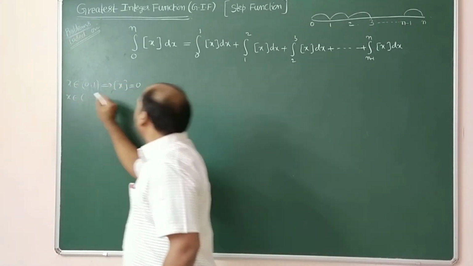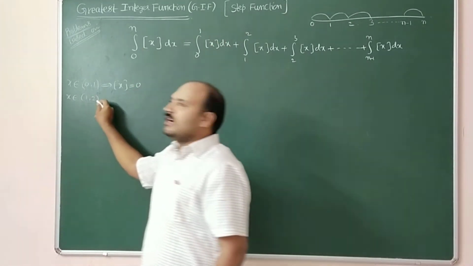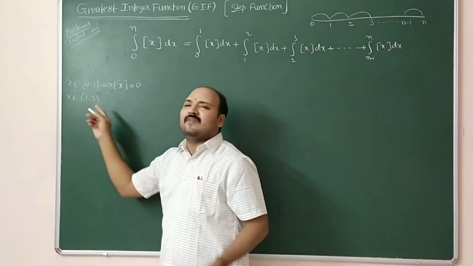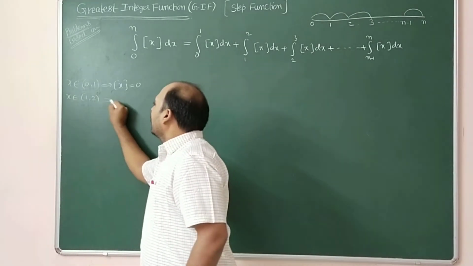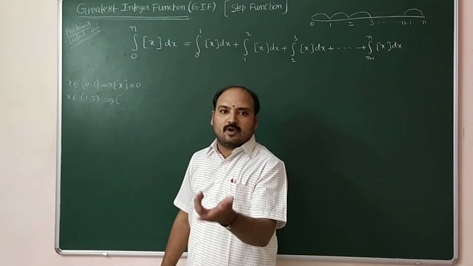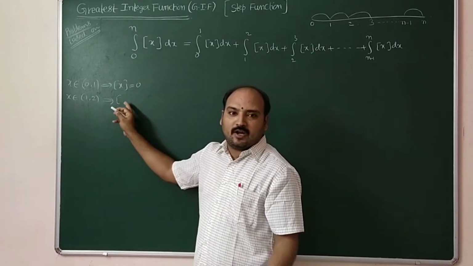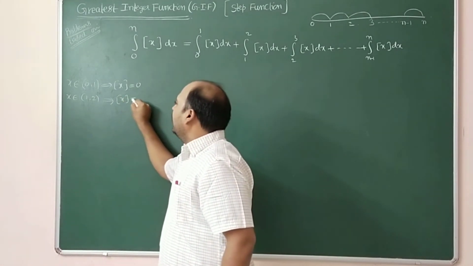Similarly, x belongs to the 1 to 2 interval. Whether it is a closed interval or open interval, nothing will happen. In between, the values you can take. So x belongs to 1 to 2, any value of x between 1 and 2. So 1.3, 1.2 you can take. Step of 1.2, I already explained in the definition. So step of 1 point something should be equal to 1.